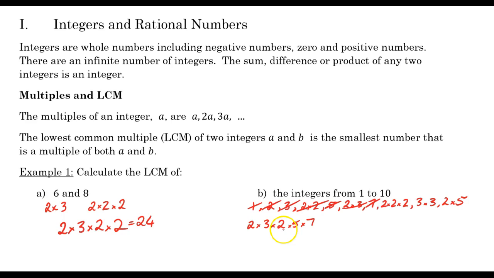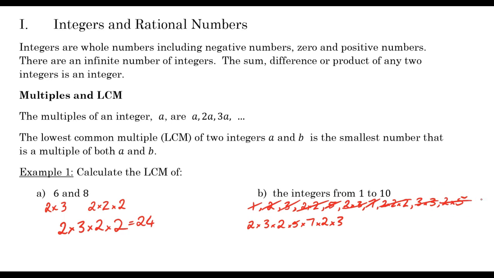I've already got two of them, so I'll need another one, and that's 8 taken care of. 9 is 3 by 3. I don't have a pair of 3s in this list, so let's put another one there. That's taken care of. And then 2 by 5: I've got a 2 and a 5 there.